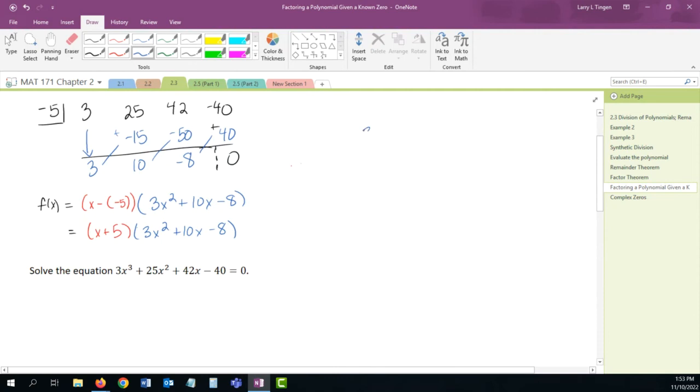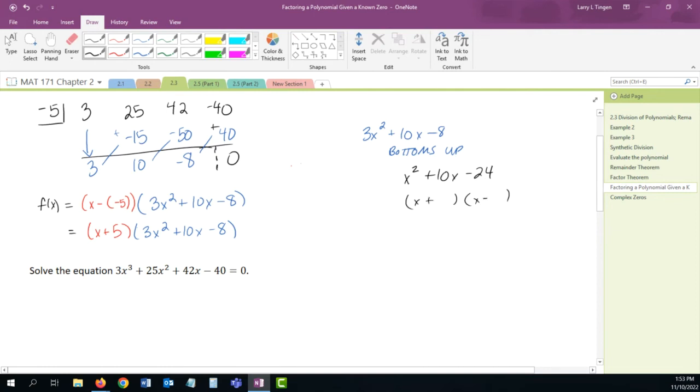Will that factor more? No, I got a quadratic here. I bet it will. Three x squared plus 10x minus 8. I'm going to do bottoms up, which means take a and c, multiply them together. X squared plus 10x minus 24. Does that factor? Yeah. X and x, multiply to negative 24, add to positive 10. One's positive, one's negative.